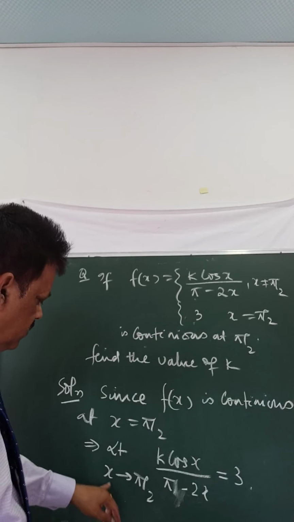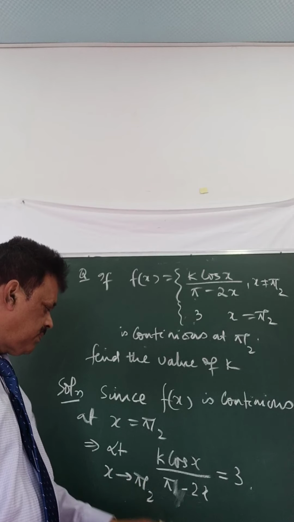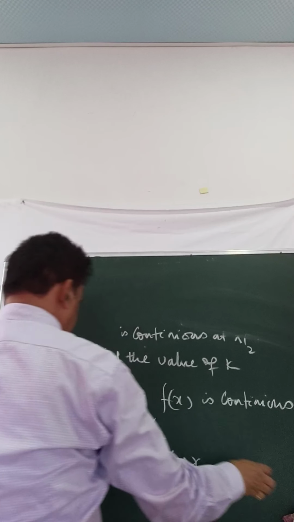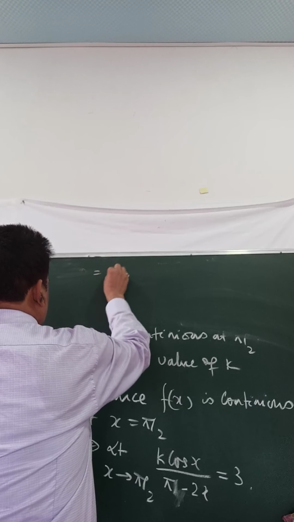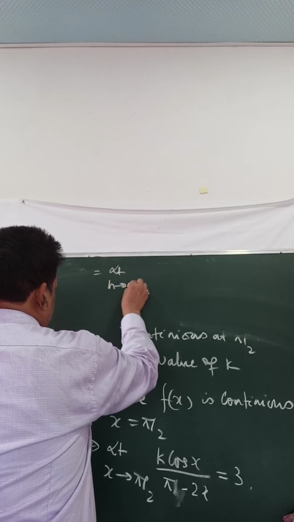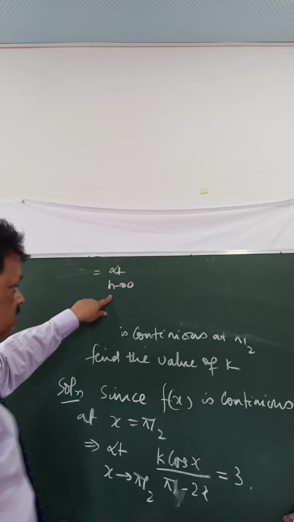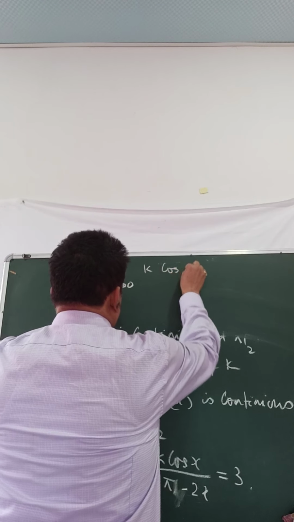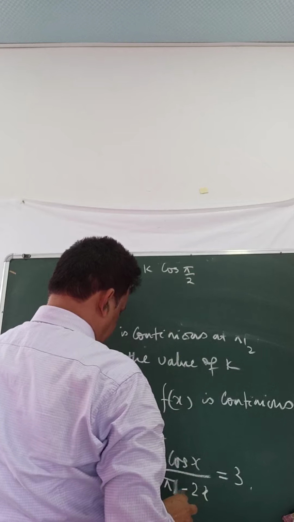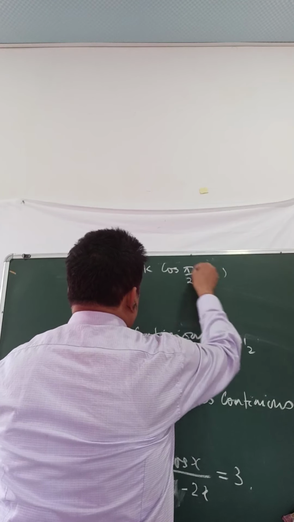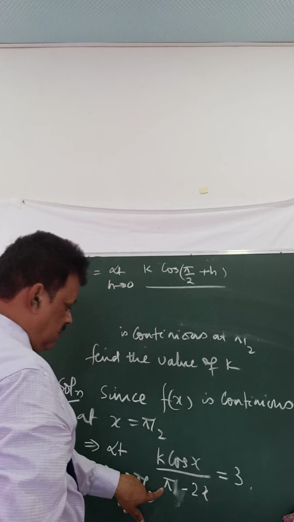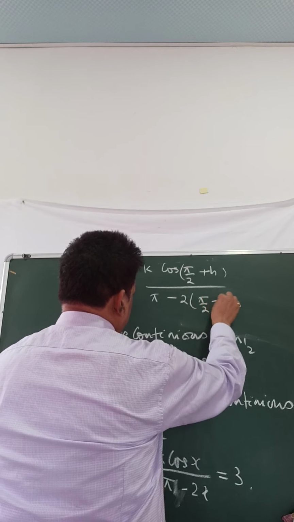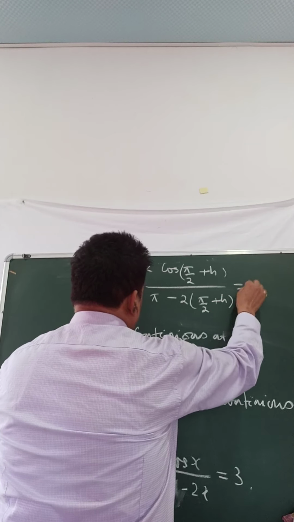Already I have told you how to change the limit. We can take pi by 2 plus h. So this is limit h tends to 0, k times cos of pi by 2 plus h divided by pi minus 2 times pi by 2 plus h, equals 3.